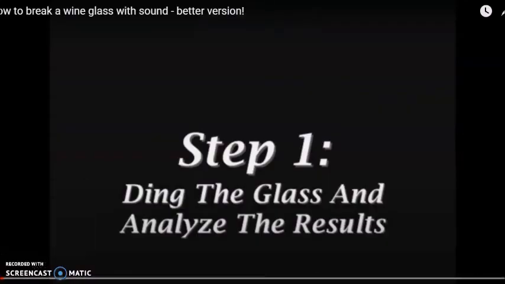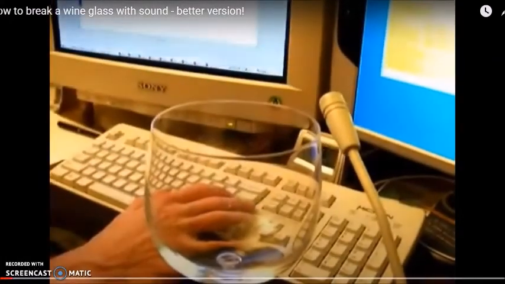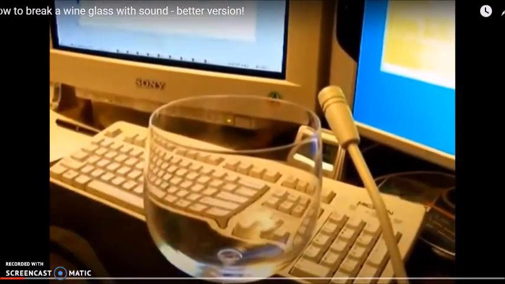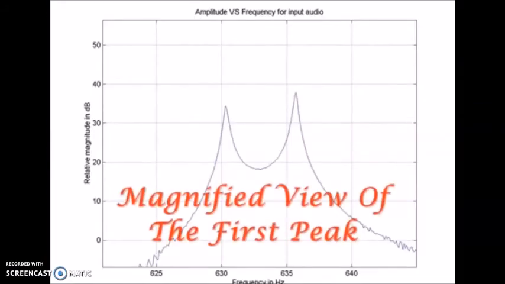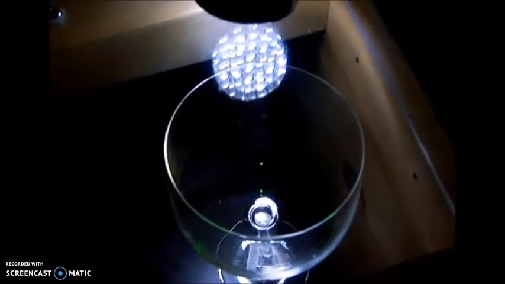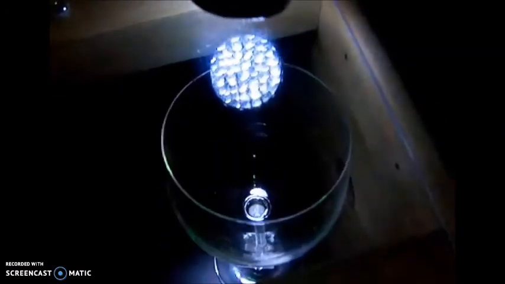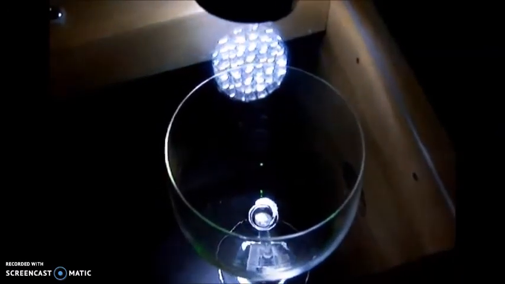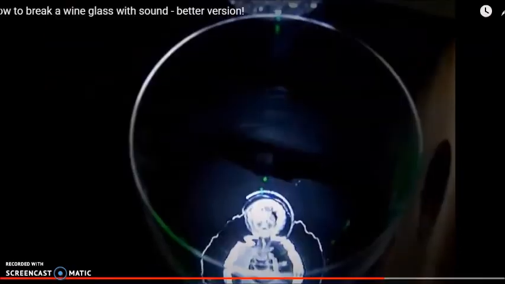Huge enough to break a drinking glass. Here's another video here. They thunk the glass, and as they thunk it, they listen to the natural frequency, the frequency that the glass wants to vibrate at. They record that, and then they pump it back on the glass. The frequency of the forced oscillations from the sound waves here matches the natural frequency of the glass, and it shatters.